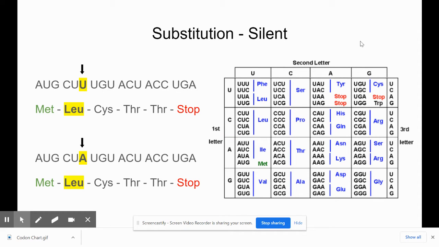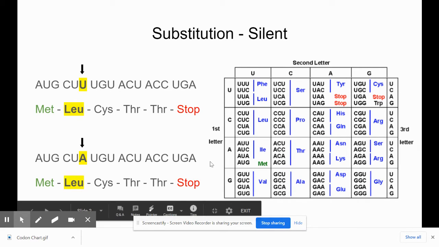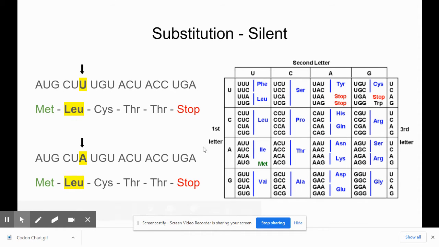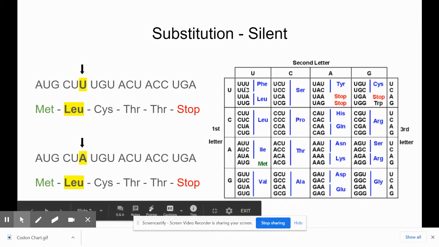The first type of gene mutation that we're going to talk about is a substitution. This is where one base in the codon in the messenger RNA sequence has been substituted with another base, and the consequence, there's three different things that can happen. One is what's called a silent mutation.